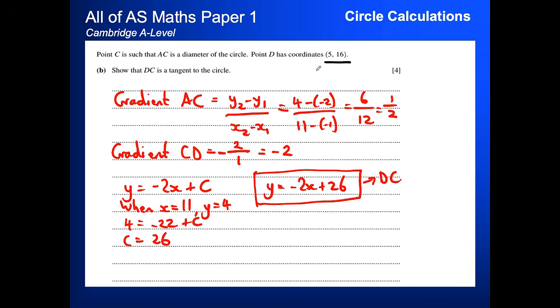And now we check that point D works. So when x is equal to 5, y is equal to minus 10 plus 26, which is 16, which is good. So D is on the line. I think this is the easiest way to explain this question. There's plenty of other methods, but I like this one. You can use vectors as well. You can use Pythagoras a couple of times as well to also do this.